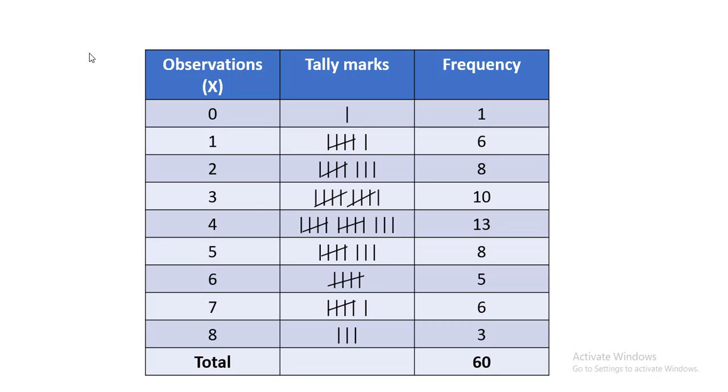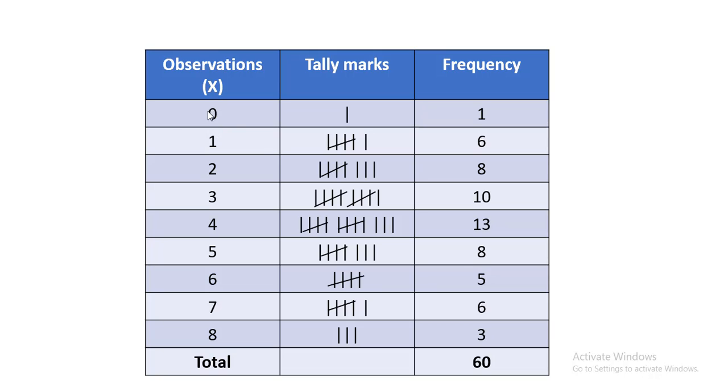Now as you can see, what I have done here is made 3 columns: observations, represented by X, tally marks, and frequency. As I told you before, this tally marks column is completely by choice. If you want to calculate using tally marks, you can add this column, or you can just go through the data and directly calculate the frequency.